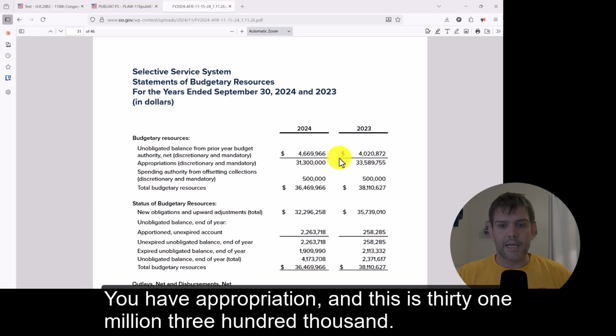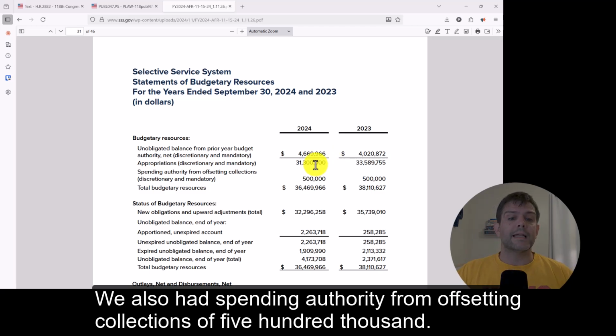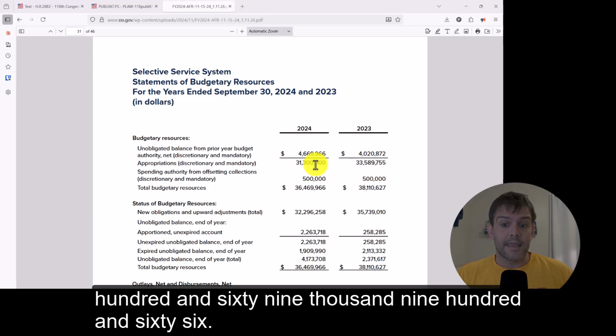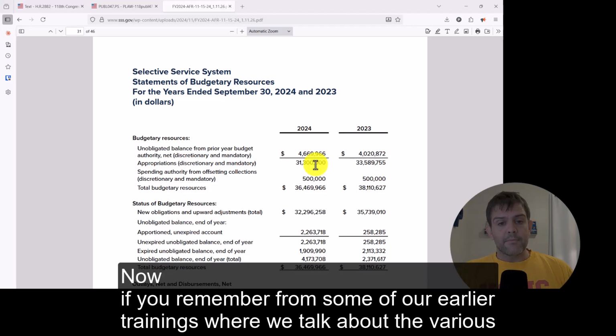You have appropriation, and this is $31,300,000. We also had spending authority from offsetting collections of $500,000. That brings us to a total budgetary resources that was available of $36,469,966.